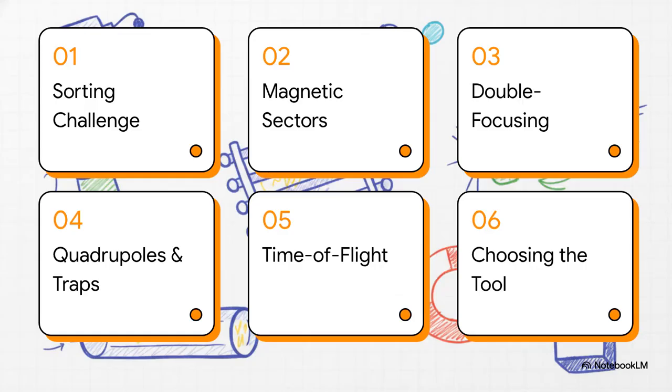Here is our roadmap for today. We'll kick things off with the ultimate sorting challenge, then hit magnetic sector analyzers, double-focusing instruments, quadrupoles and ion traps, then time-of-flight analyzers, and we'll wrap it all up by looking at how to choose the right tool for the job. Let's get to it. Part 1.